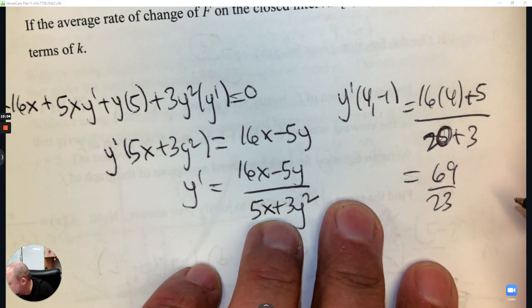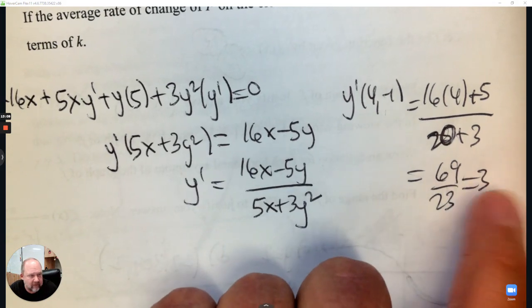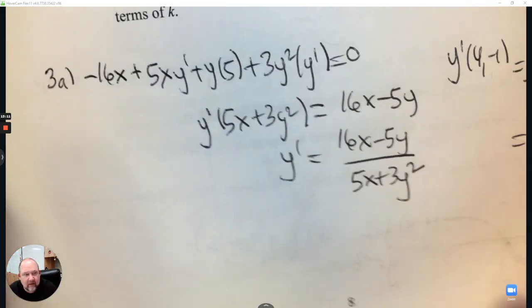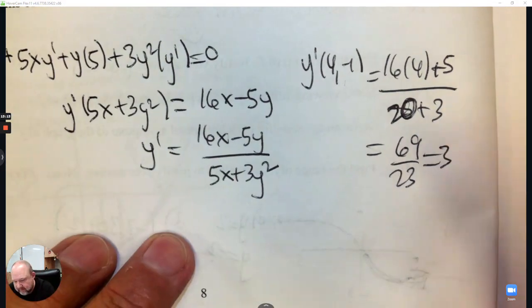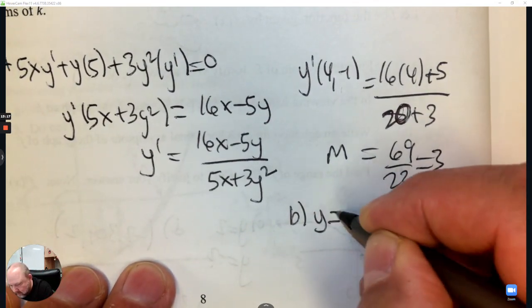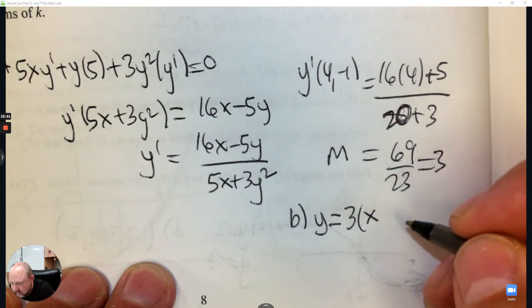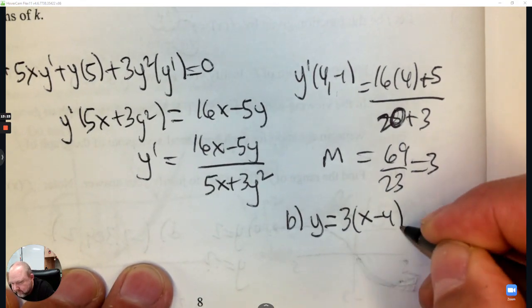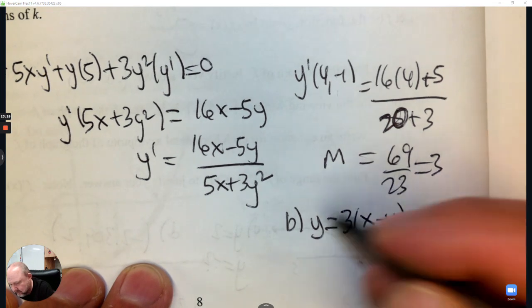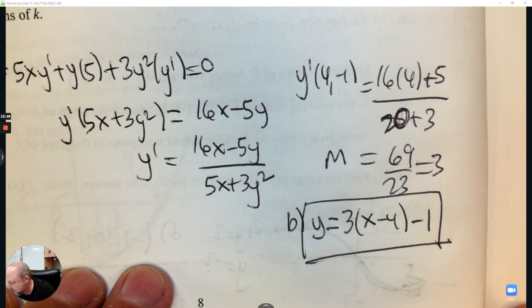Does that equal then 3? You can use your calculator, but I think it does come out evenly to 3. So that's the slope, right? That's what we're looking for. So the equation here would be y equals the point. So the slope is 3. The x coordinate is 4. And the y coordinate is -1. So there's the equation of the tangent line.